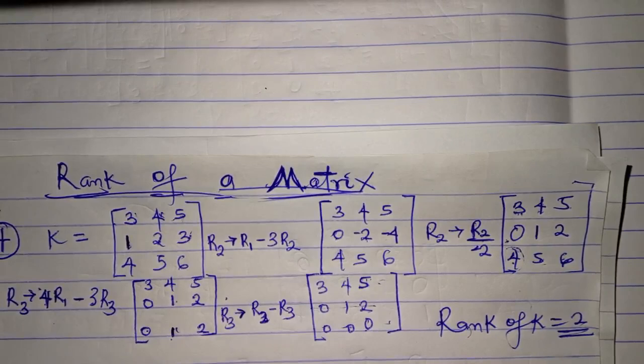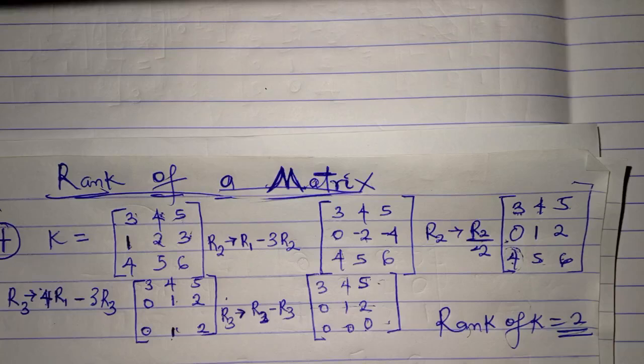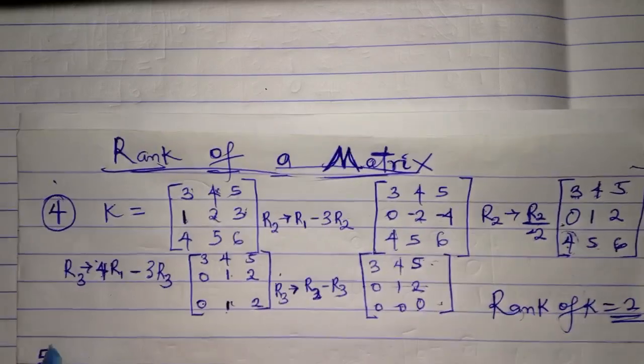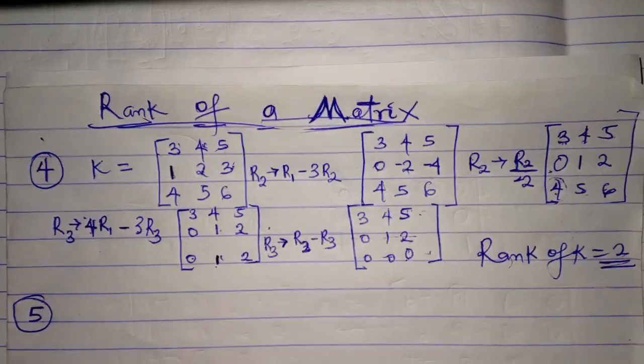Now let's consider some matrices that are not square matrices. By square matrix, I mean that the matrix has an equal number of rows and columns. That means the number of rows is equal to the number of columns. That's what a square matrix is. But there are some matrices that are not square matrices, and we can also determine the rank of that matrix.